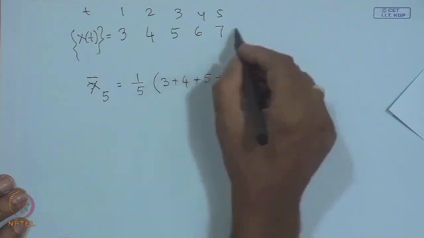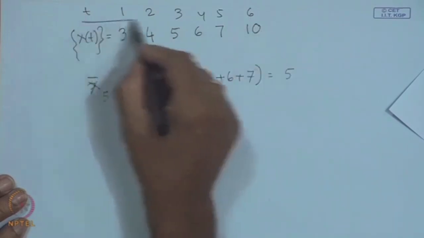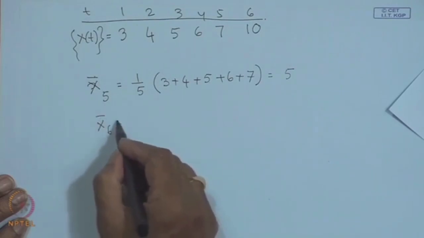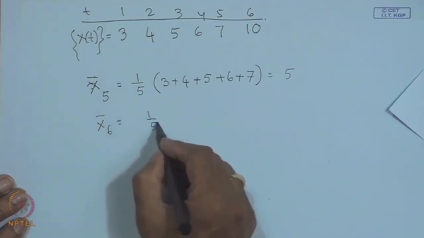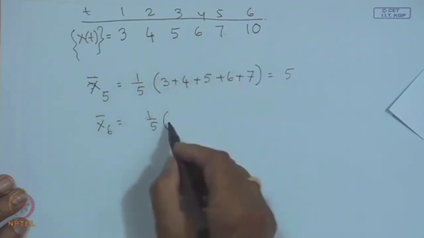Now, suppose that the next value is 10. Then x bar 6 we calculate as 1 by 5 times 4 plus 5 plus 6 plus 7 plus 10.